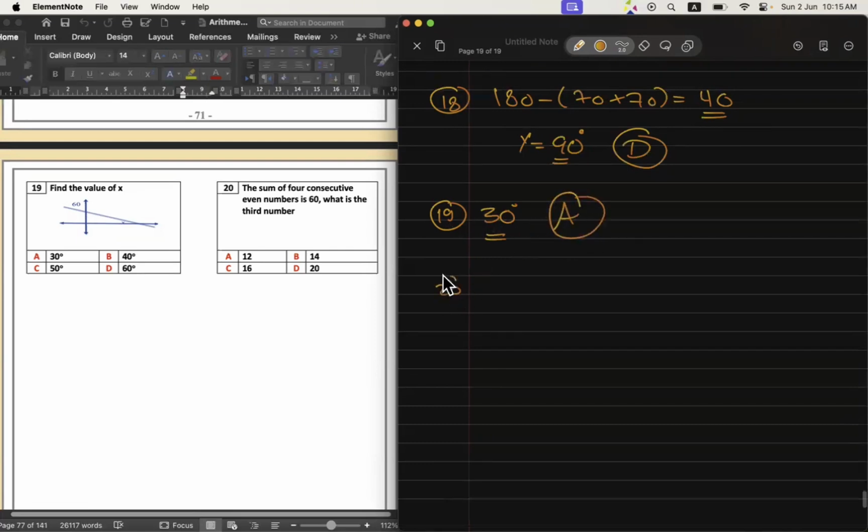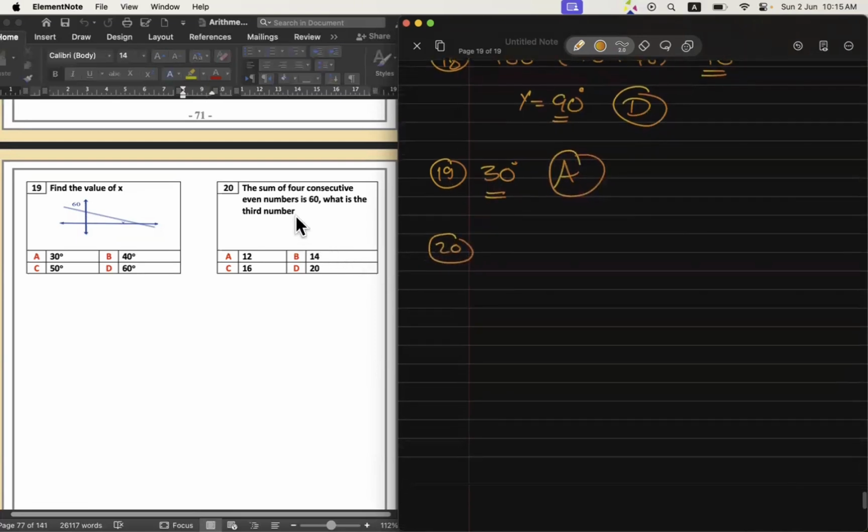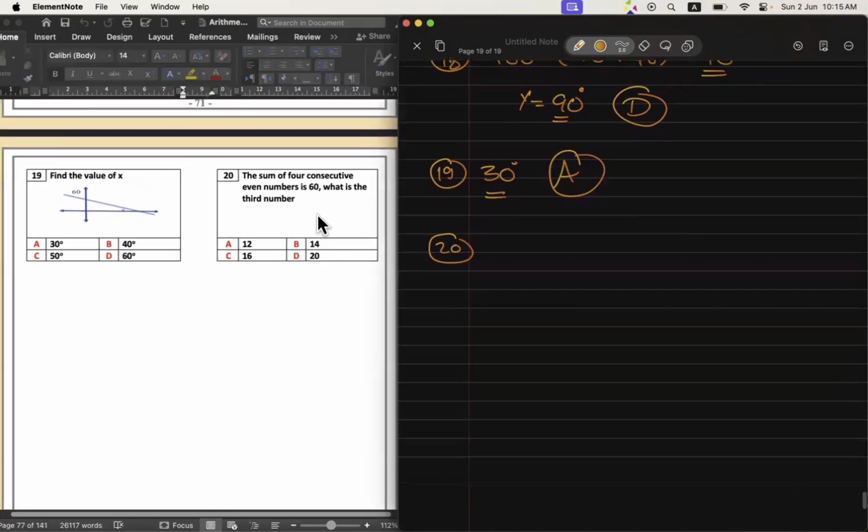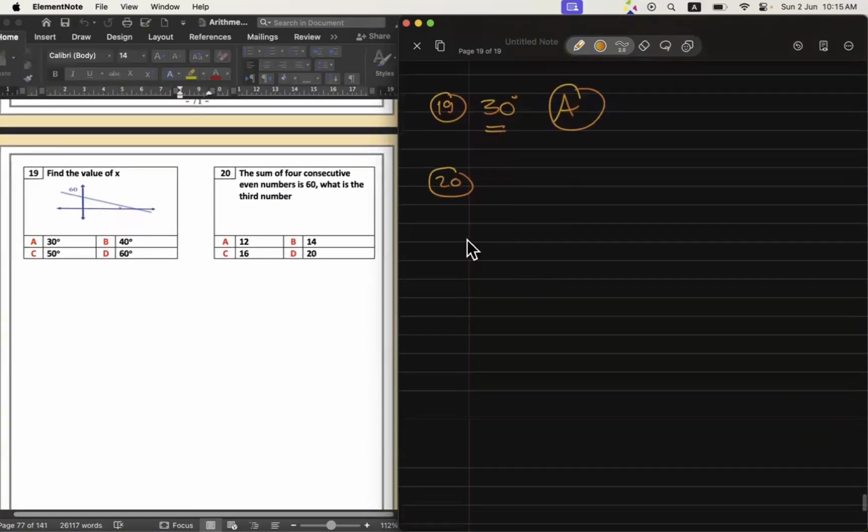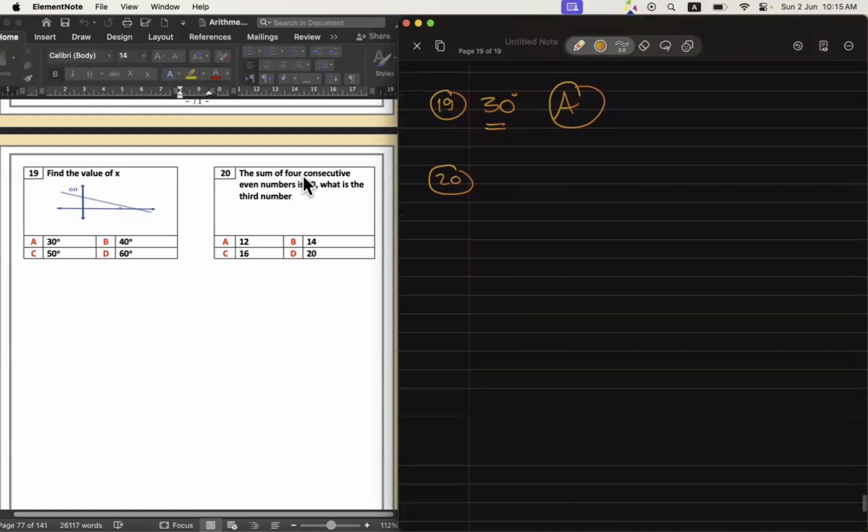For question 20, if the sum of four consecutive even numbers is 60, what is the third number? If we have consecutive even numbers, let the first number be x. The second one will be x plus 2, the third will be x plus 4, and the fourth one will be x plus 6. This is for consecutive numbers; it can be even or odd. You can use this rule for both even or odd.